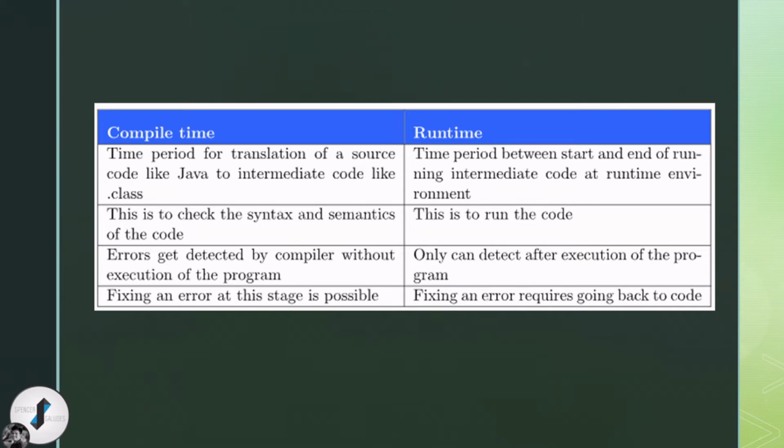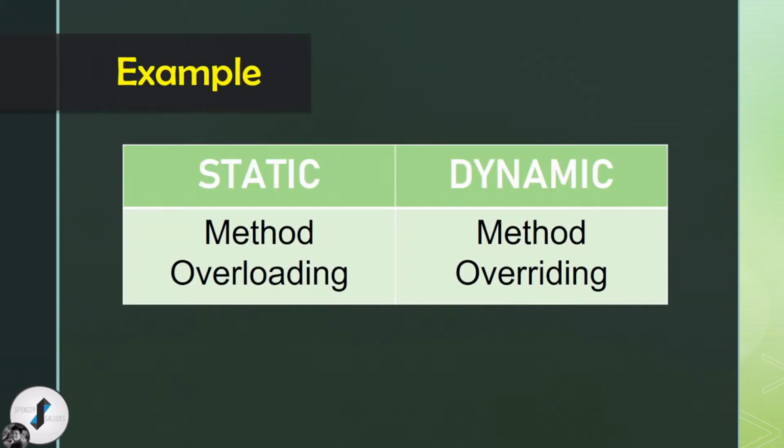And then, sa compile time, finifix yung error dun pa lang sa code habang nagko-code ka. Kapag may nakita kang error, hindi niya iraran and then babaguhin mo. Sa runtime, fixing an error requires going back to code. So, i-end mo yung pag-run sa runtime environment, saka mo siya babaguhin. So, yun yung difference ng compile time and runtime.